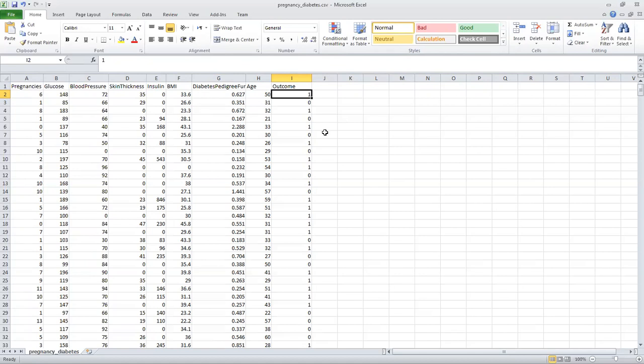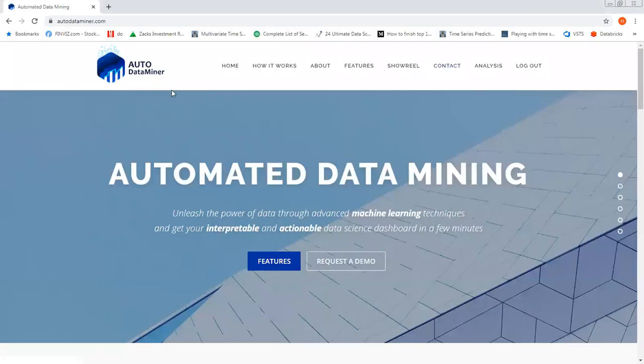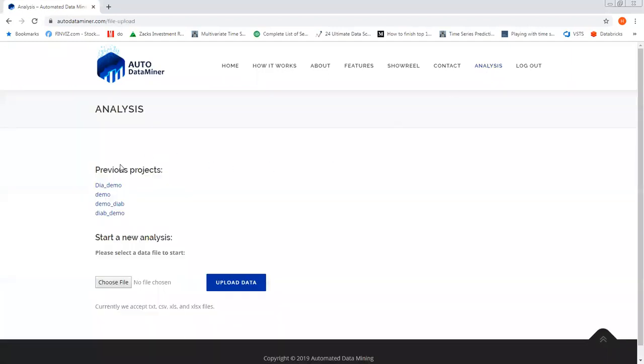The purpose of this analysis is to see how we can extract some patterns and useful information from this dataset using AutoDataMiner. So let me close this dataset and get back to the AutoDataMiner website. If you go to AutoDataMiner.com and log in, you'll see a link called analysis. When you click on analysis, you see all the previous projects you ran, and by clicking on these projects, you can see the project, or in other terms, the analysis, or you can start a new analysis.